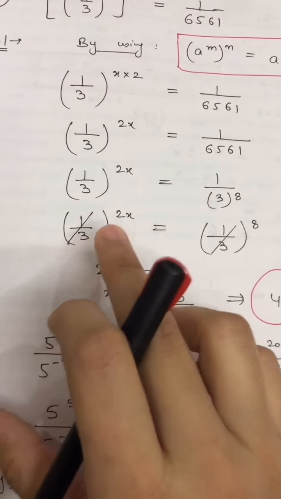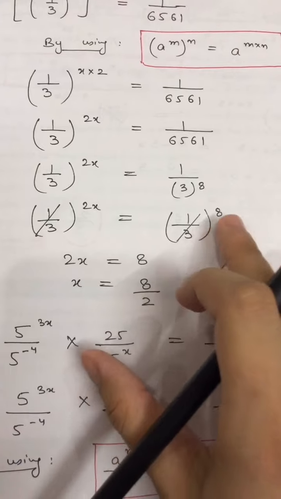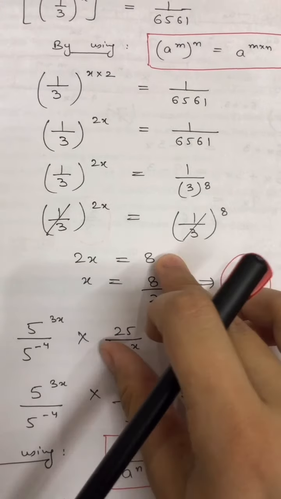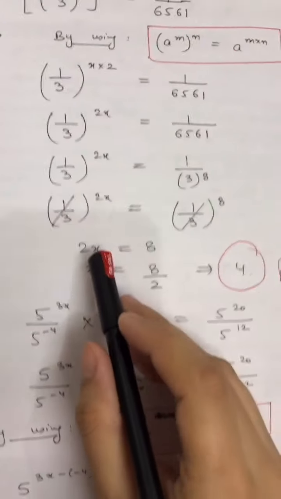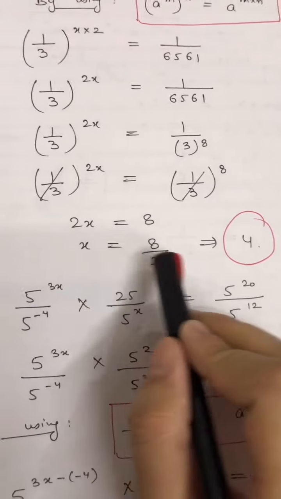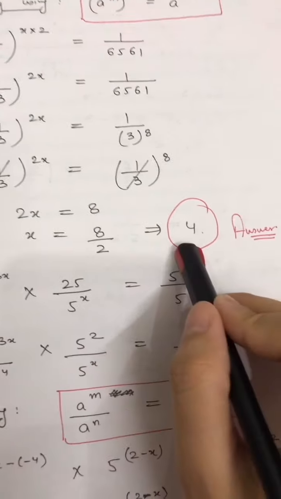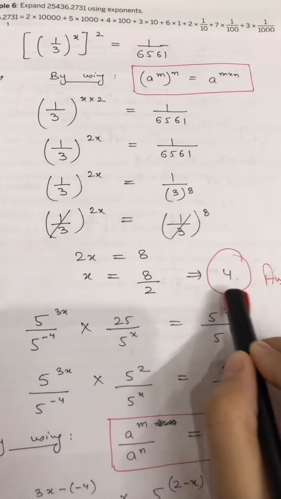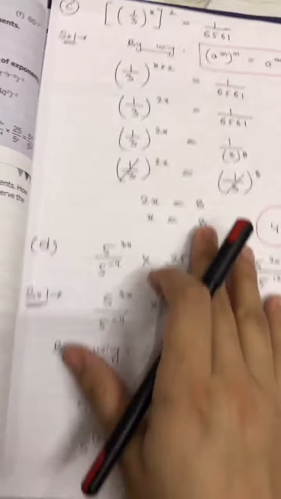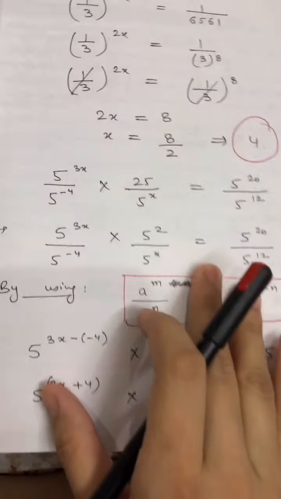This is 1 upon 3 raised to power 2x. This will be 1 upon 3 raised to power 8. So now you can cancel 1 by 3 from both the sides. Okay, now you will get 2x is equal to 8, and after computing x is equal to 8 by 2, answer will be 4. This is your answer. This is your C part. Clear? Okay, now come to D part.